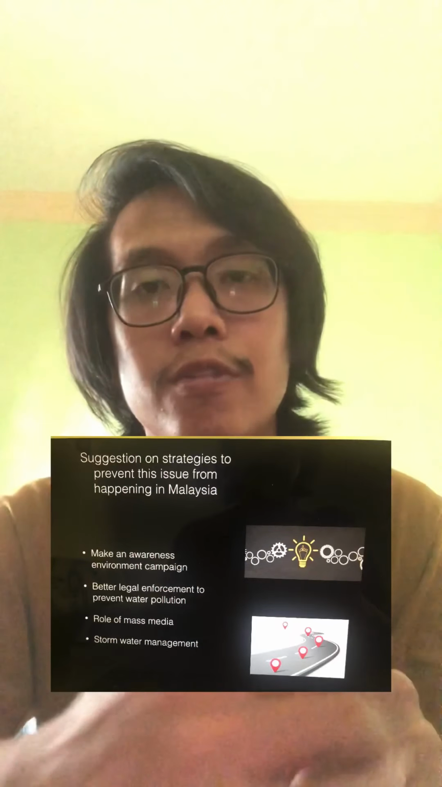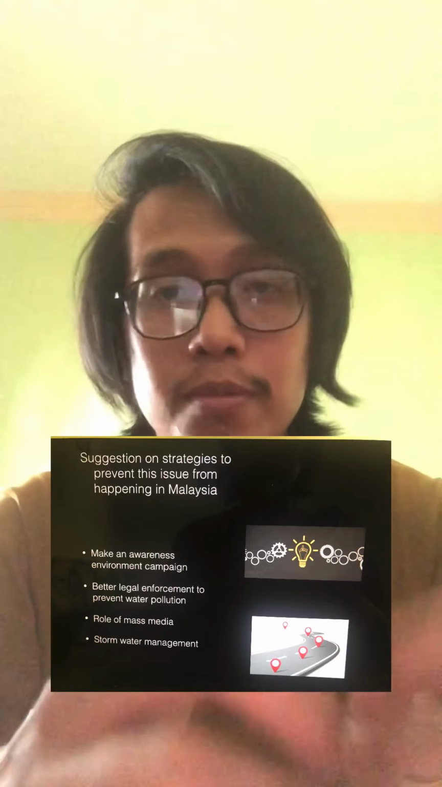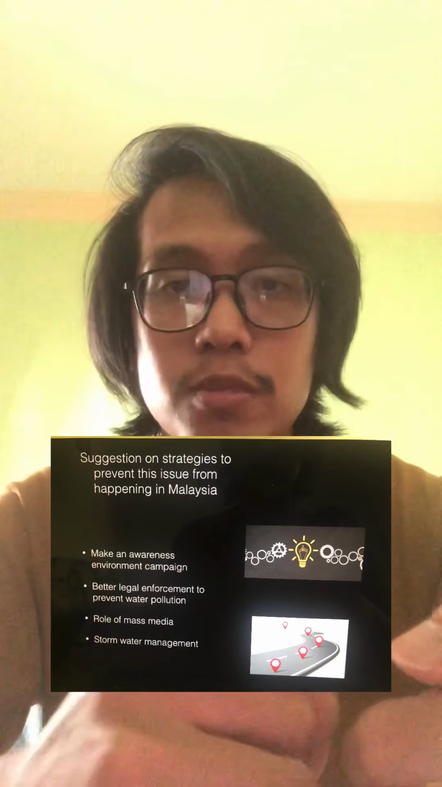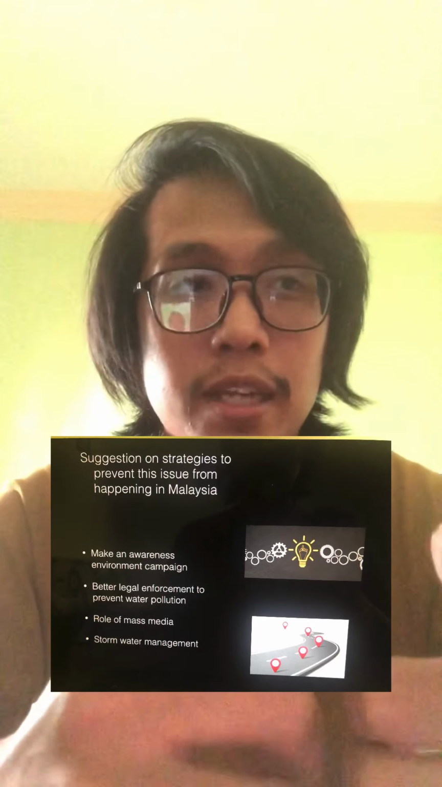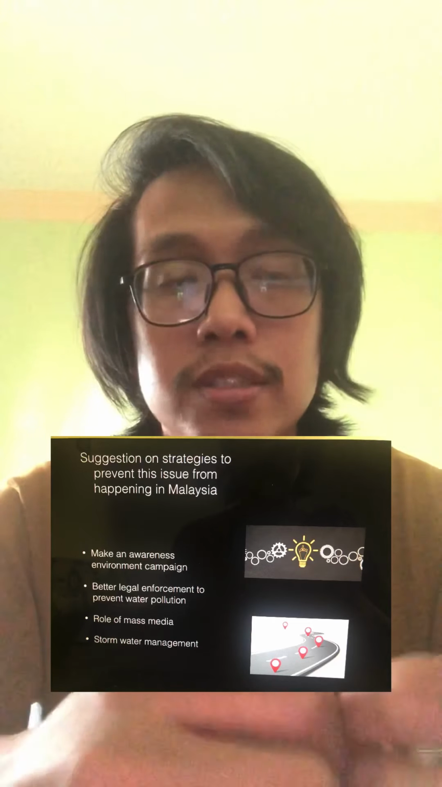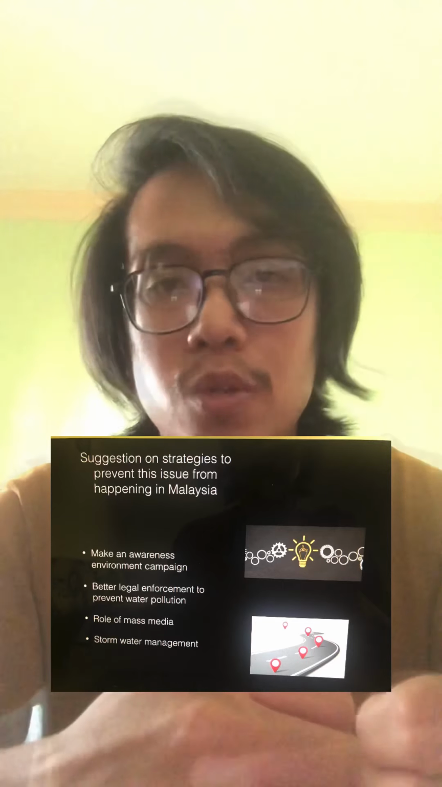There are 4 suggestions to prevent this issue from happening in Malaysia. For the first one is make an awareness environment campaign. Second is better legal enforcement to prevent water pollution. Third, role of mass media. And fourth, storm water management. Last but not least, my conclusion.